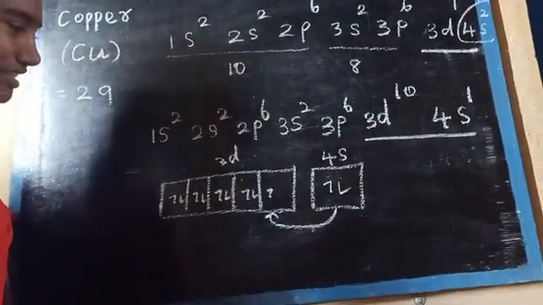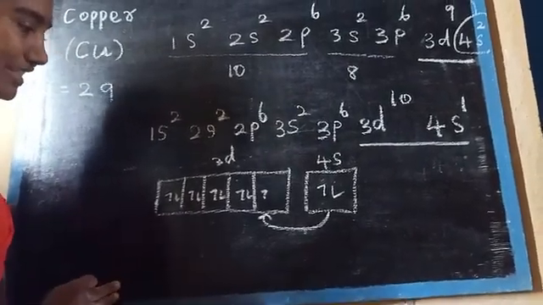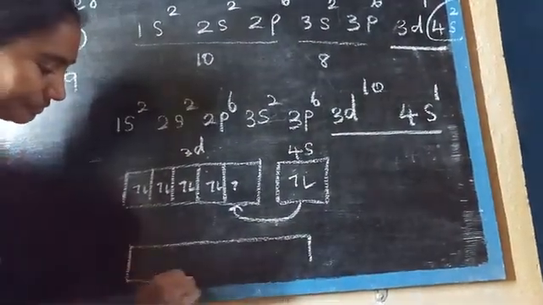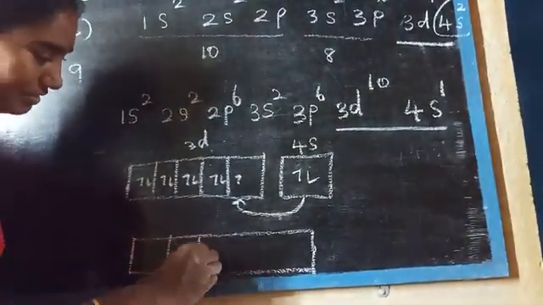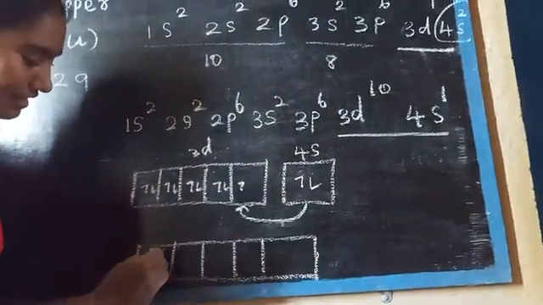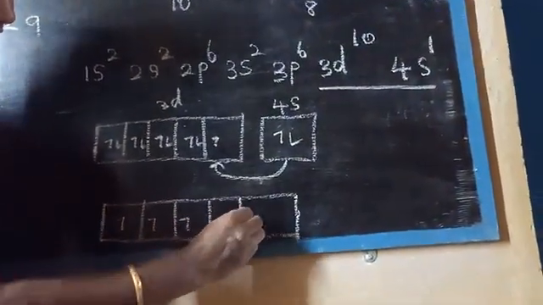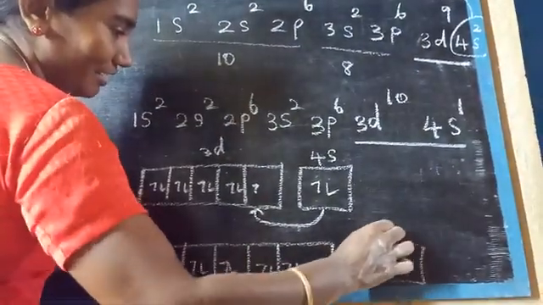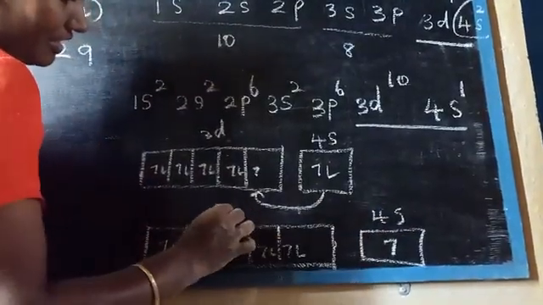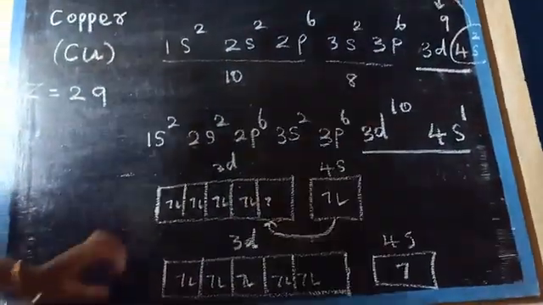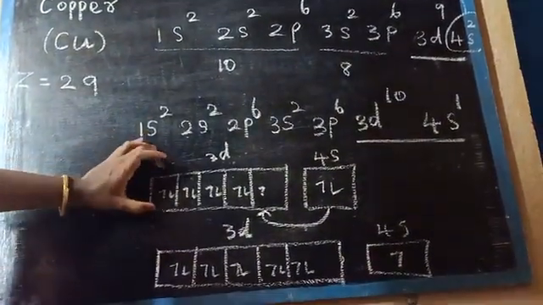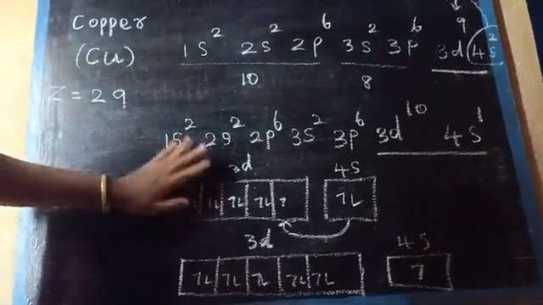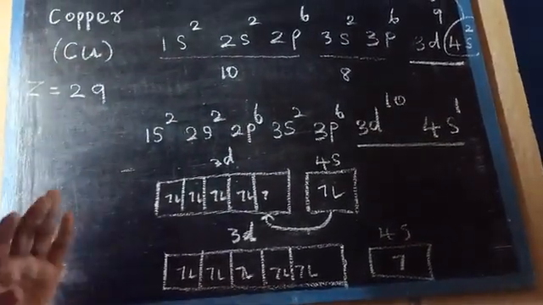Are you clear? And another reason is exchange energy. Are you clear, children? Okay, now see here. Write the 3d again: 1, 2, 3, 4, 5, 10 electrons, so 1, 2, 3, 4, 5, 6, 7, 8, 9, 10. Here in 4s, only 1 electron. Here 3d has 10 electrons, so it is completely filled. This one was partially filled. In the partially filled case, the atom is not stable. Atom means copper, it is not stable.